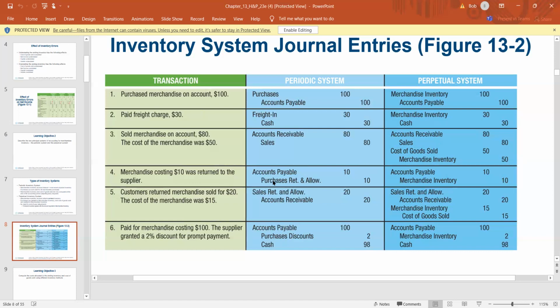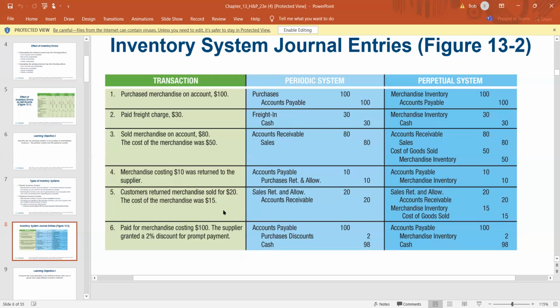Here we have, what was this? This is, we return something to the supplier. Remember I said, wherever you see the word purchases, change it to merchandise inventory for this method. Sales returns and allowances are the same exact transaction. Customer returned something for $20. Well, we got to reduce our net sales with a debit to the contra account, sales returns and allowances, and we credit accounts receivable.